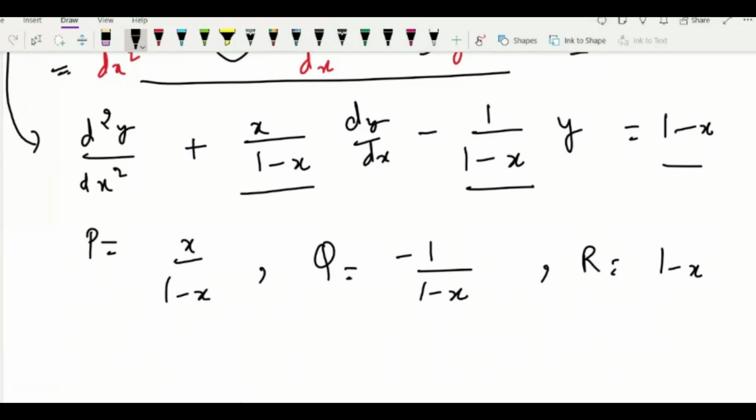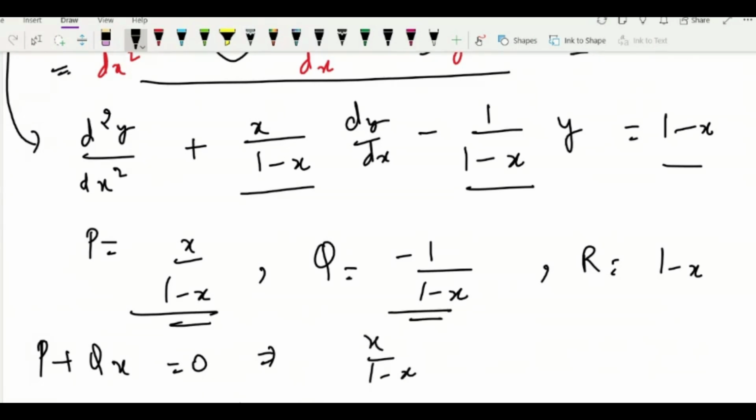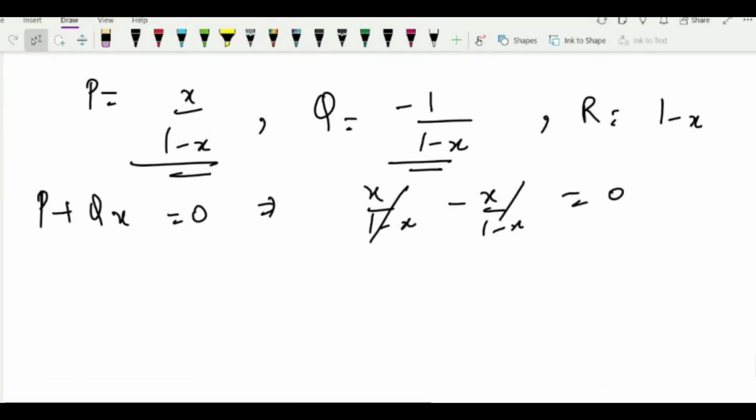So as I have said, if we have p plus qx is equal to 0, then y is equal to x is part of CF. You can see from here, we have p plus q into x. If you do q into x minus x, 1 minus x, this will cancel out and become 0. So here we have y is equal to x as a part of CF. So I can take an independent solution of CF as x. I can take y1 as x.